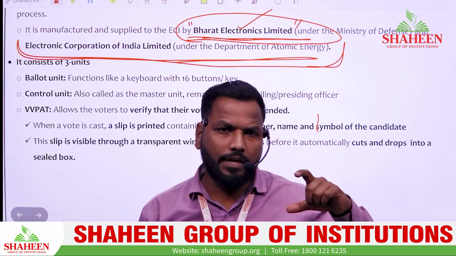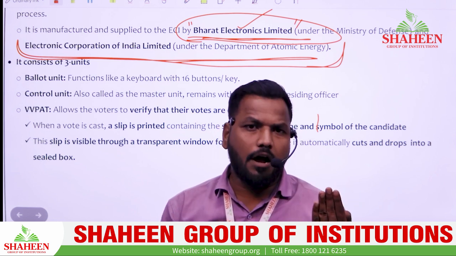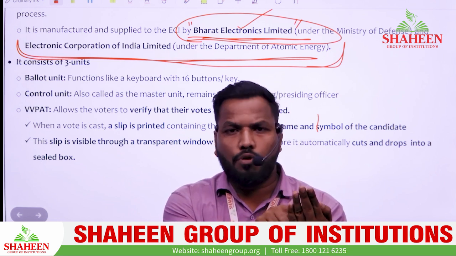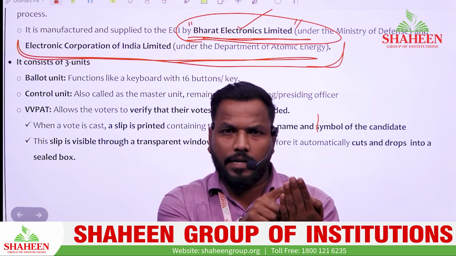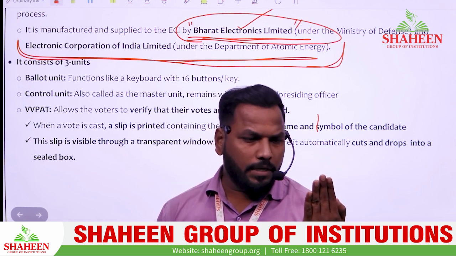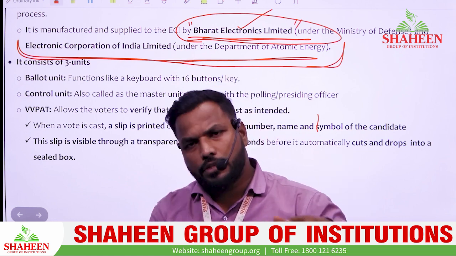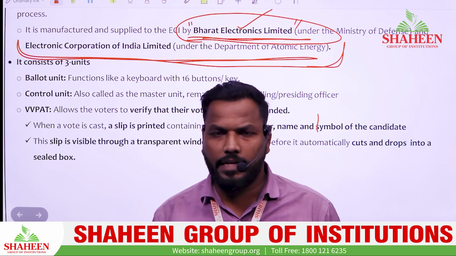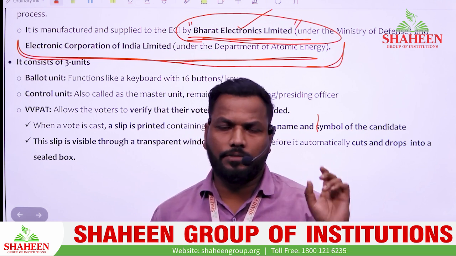paper, the receipt, the slip which is coming out, and it shows the symbol of the candidate, the name of the candidate, and the photo of the candidate. We can see it for a few seconds, and then it falls down into the same box. You cannot take that back. We can look at the slip through the glass.